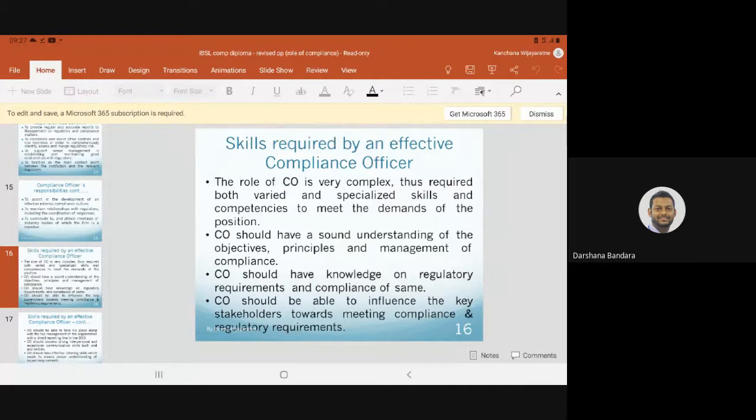Why? The role of CEO, compliance officer, is very complex. Thus it requires both varied and specialized skills and competencies to meet the demands of the position. CEO should have a sound understanding of the objectives, principles, and the management of compliance. CEO should have knowledge of regulatory requirements and compliance of same. CEO should be able to influence the key stakeholders towards meeting compliance. Right. So some of these things we have already discussed. We just take point by point.